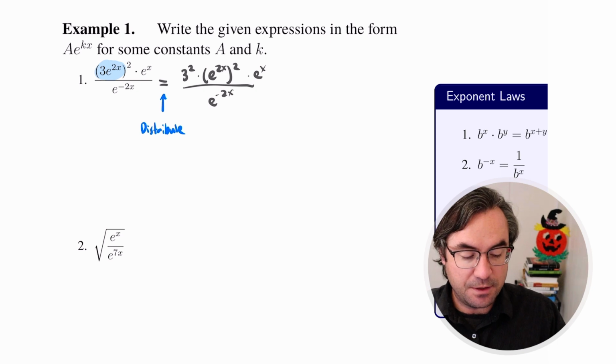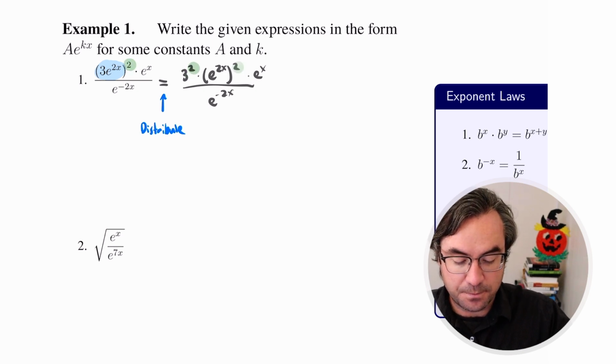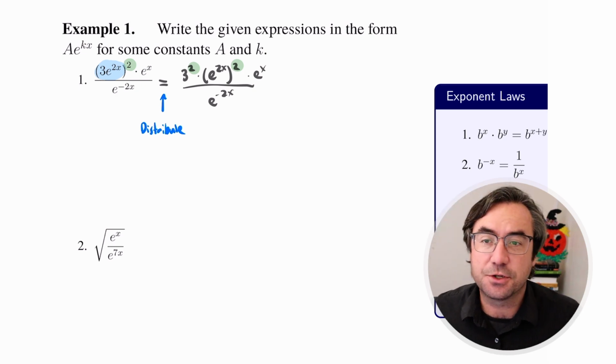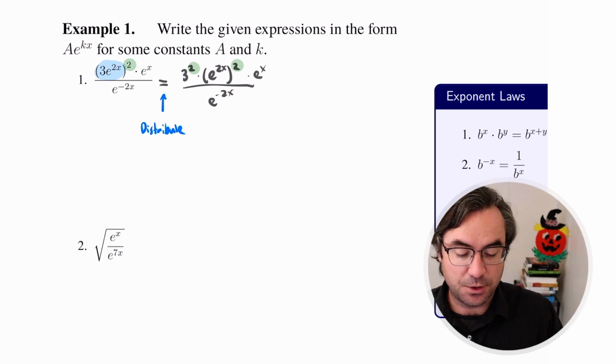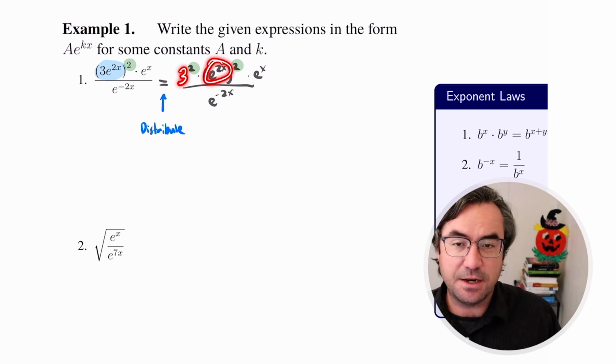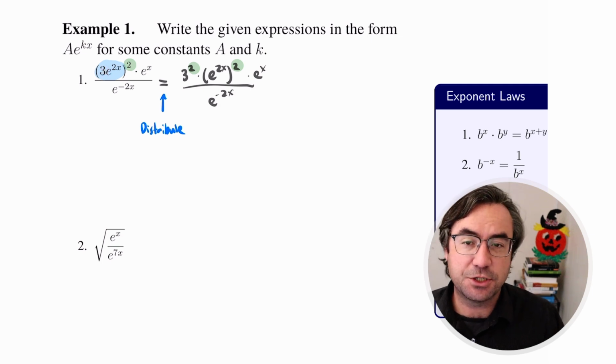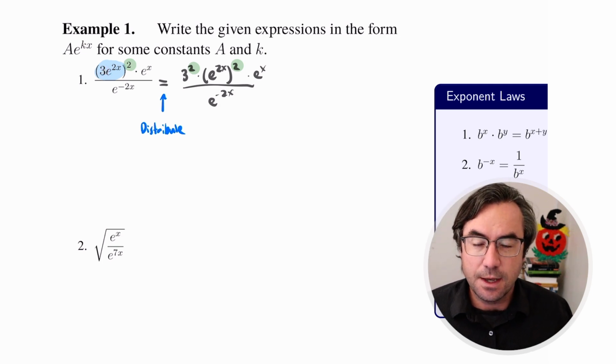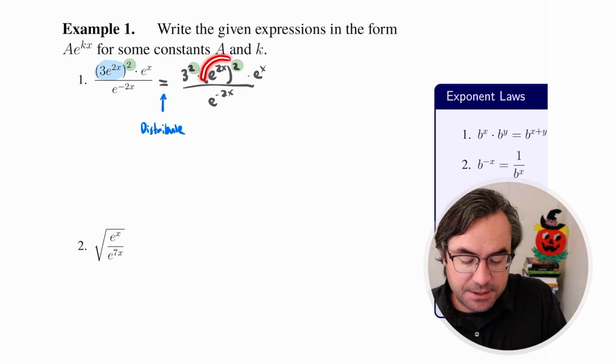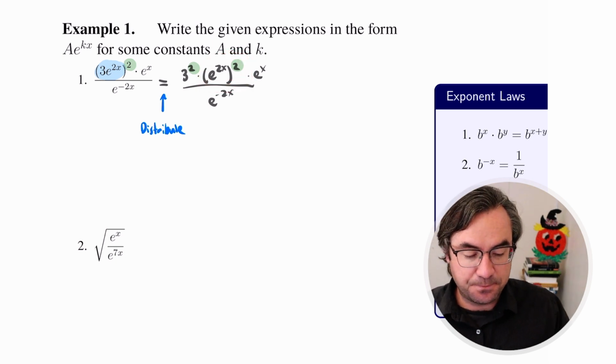So we distributed that square term to each of the terms inside the parentheses. So the 3 got its a squared, and then e to the 2x. And if we remember, that distribution only works for multiplication and division. Okay, so now let's simplify this.